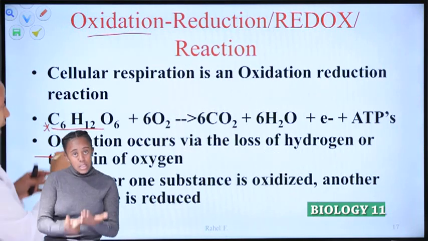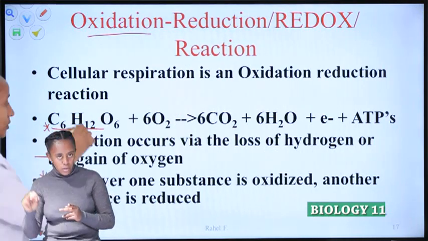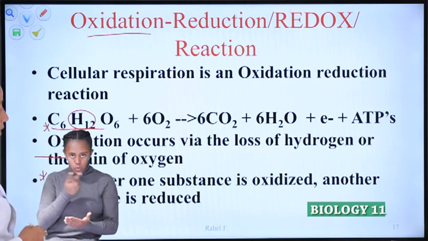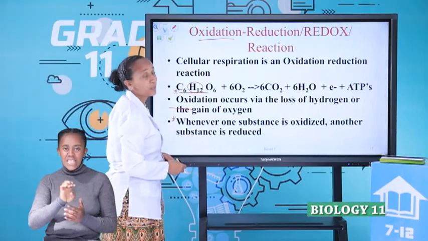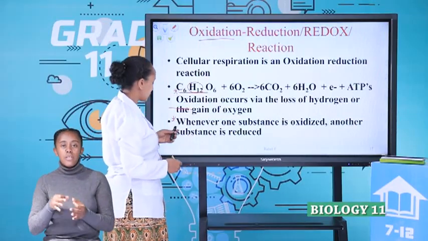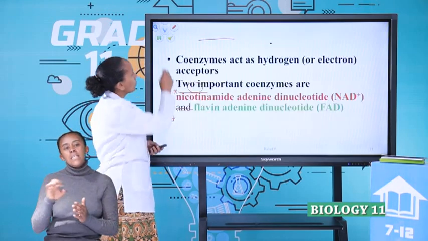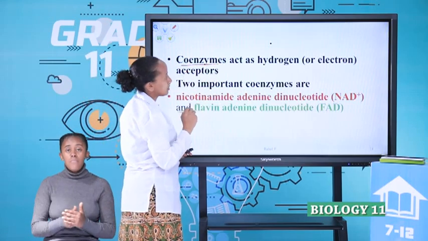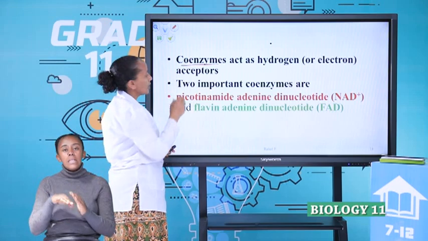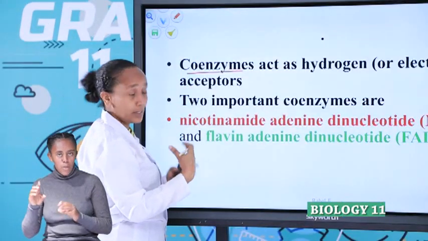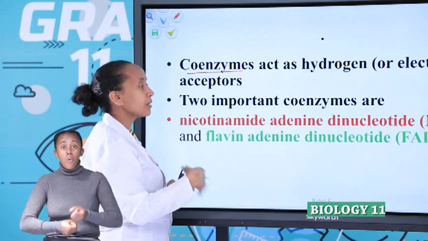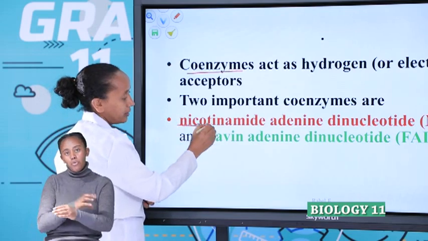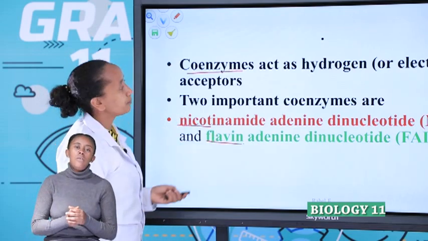In this process, the hydrogen that is released from the respiratory substrate, or glucose, can be taken by these two coenzymes, and this hydrogen will be transferred to ATP synthase. We call these molecules coenzymes. You know coenzymes from your unit 3 when you dealt with enzymes. They do not act as enzymes, but they can support enzymes in cellular respiration. These two coenzymes are NAD and FAD, as we've seen.